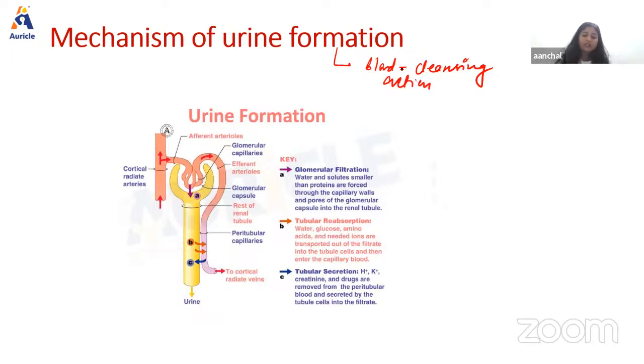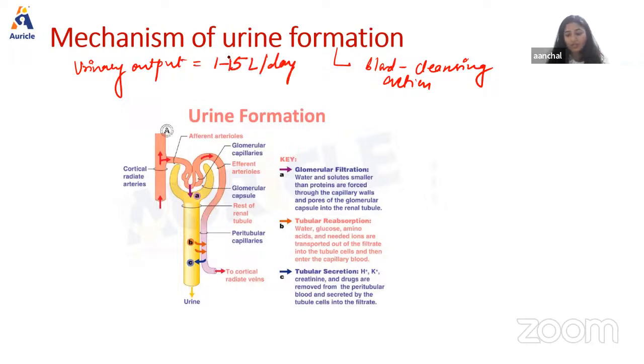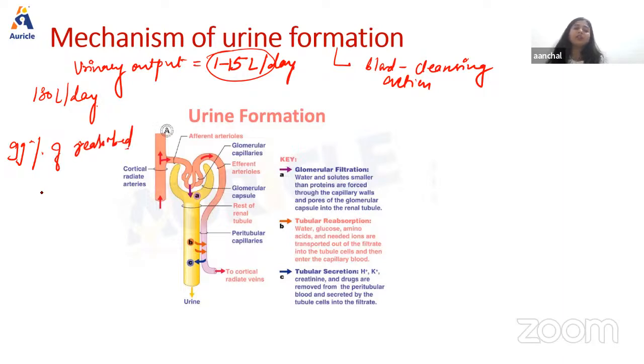Okay, so normally around 1300 ml of blood enters the kidney, and the kidney excretes the unwanted substances along with water from the blood as urine. So normal urinary output is 1 to 1.5 liter per day. But if we look at the GFR, the total amount of blood filtered is 180 liter per day, and we have only 1 to 1.5 liter of urine, which means 99% of water gets reabsorbed back, and only 1% forms the urine. Okay, so we have three steps.